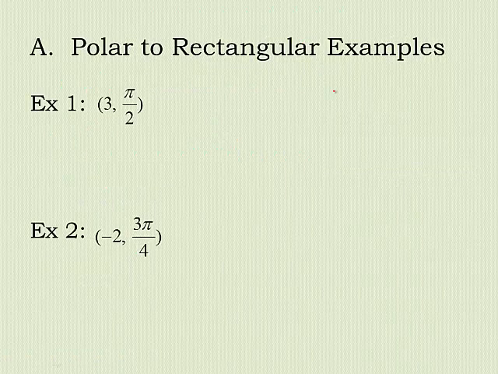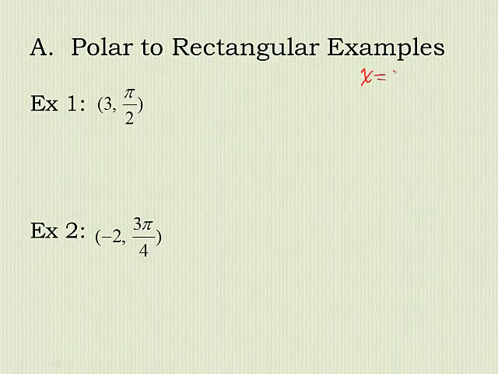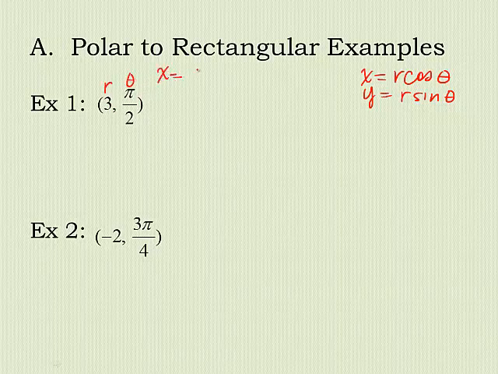Okay, so remember our little formulas. We said x is equal to r cosine theta, and y is equal to r sine of theta. In order to find x, I'm going to take the radius and put in that, which is 3, times the cosine of theta. Theta is pi over 2. For the y, I'm going to do the same thing, radius times the sine of pi over 2. If you need to pull out your unit circles, do so.